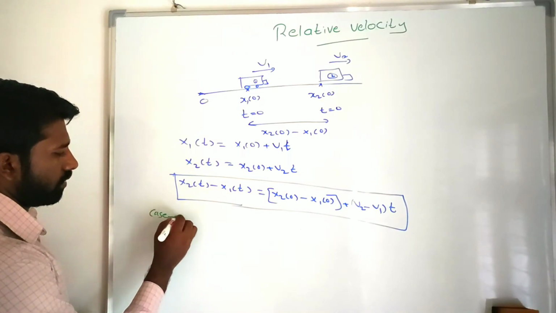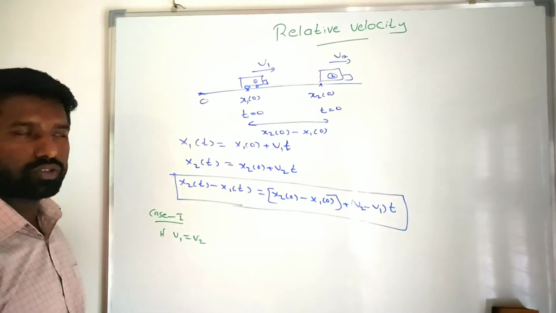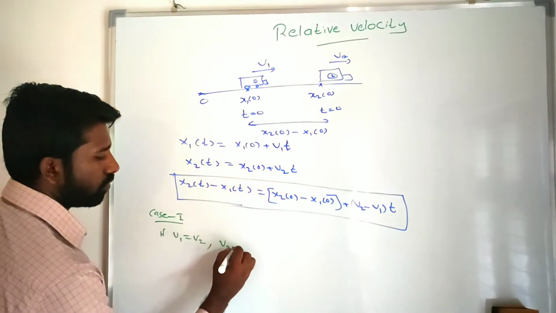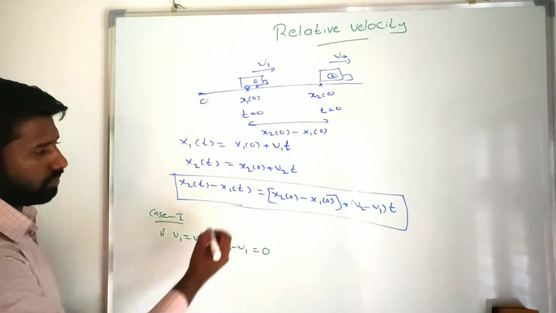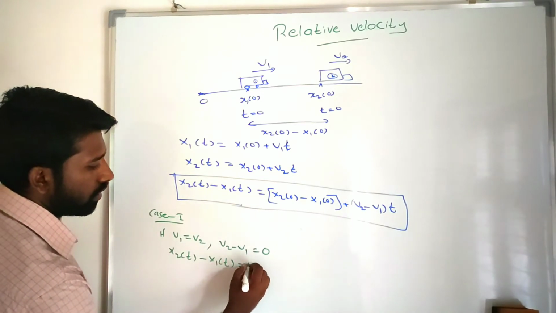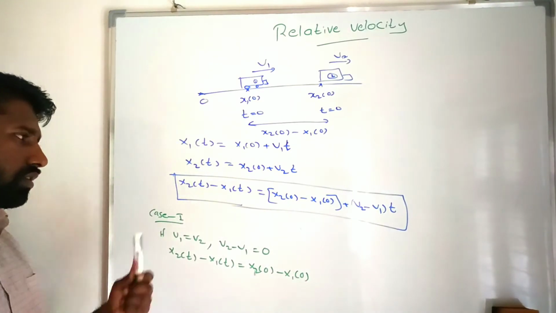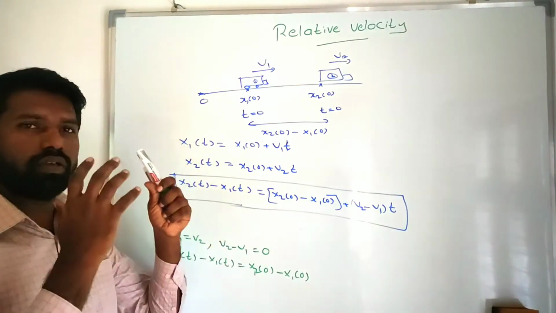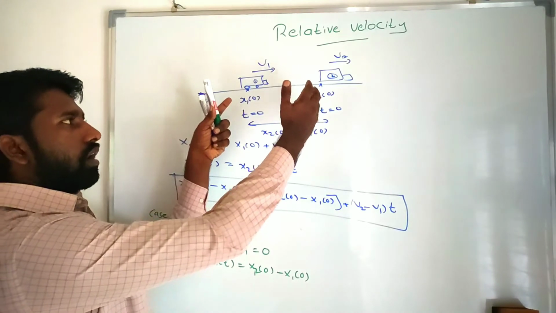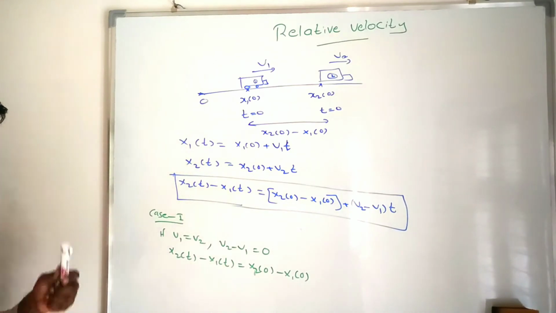First case, I am considering v1 equal to v2, that means the two bodies are moving with the same velocity. If v1 is equal to v2, what about v2 minus v1? That is equal to 0. So x2 of t minus x1 of t is equal to x2 of 0 minus x1 of 0. That means the distance between the bodies stays constant. Initially this is the distance, and after t time also the same distance. Clear? Okay. This is case 1.